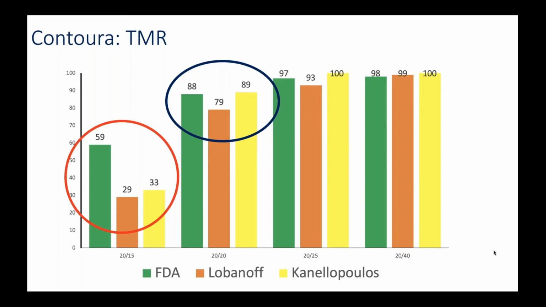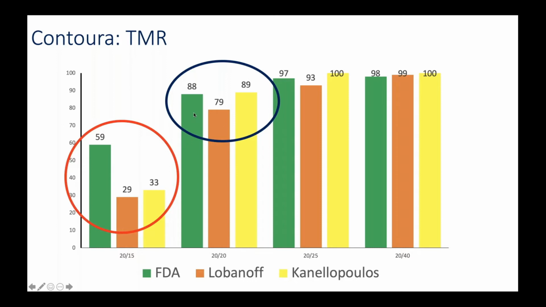And John was right. When you treat with TMR, we both got better results than when we had been treating Contura based off the patient's manifest refraction. And you can see this at the 20/20 level. Again, my data in orange, John Canelopoulos' data in yellow, comparing to the FDA trial data in green.